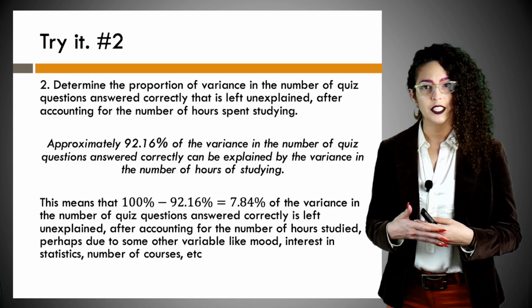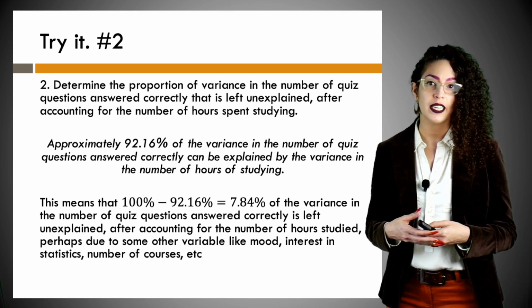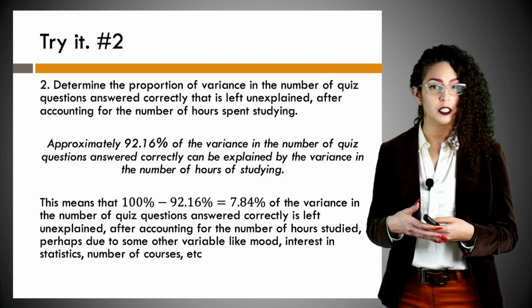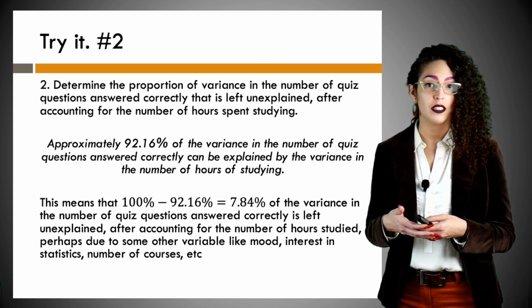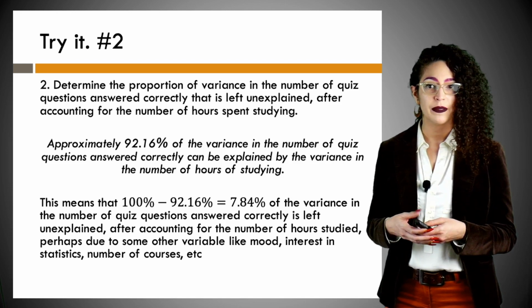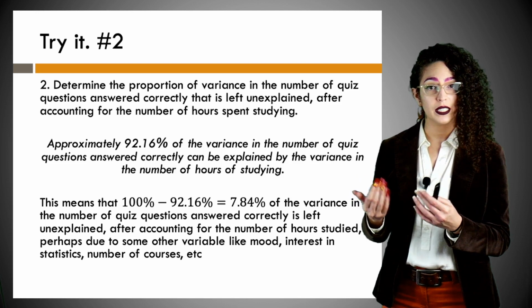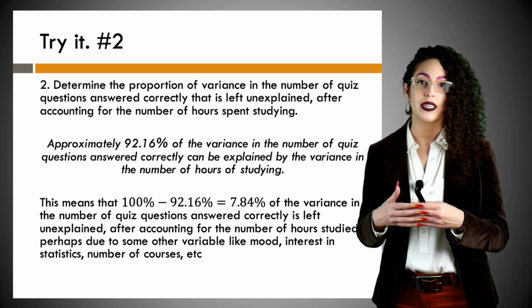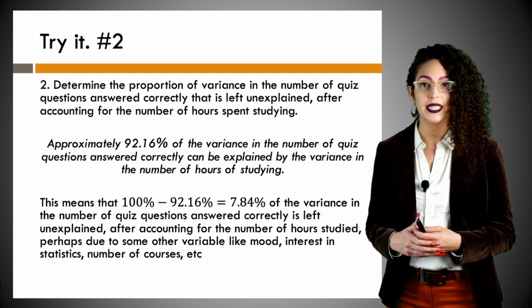Number 2, determine the proportion of variance in the number of quiz questions answered correctly that is left unexplained after accounting for the number of hours spent studying. So we already know that our coefficient of determination, R squared, is 92%-ish. So this means that if we take 100 minus 92.16, or 1 minus 0.92, depending on if you want to do proportions or percentages, we end up with 7.84%.